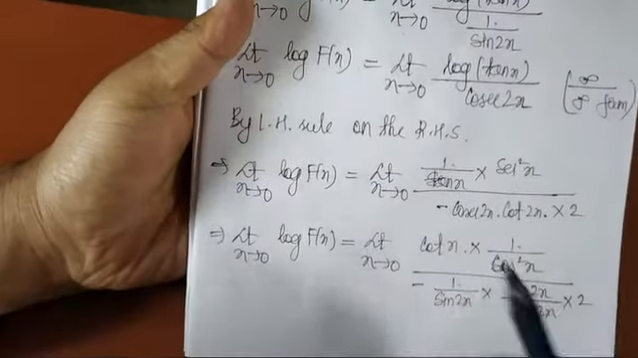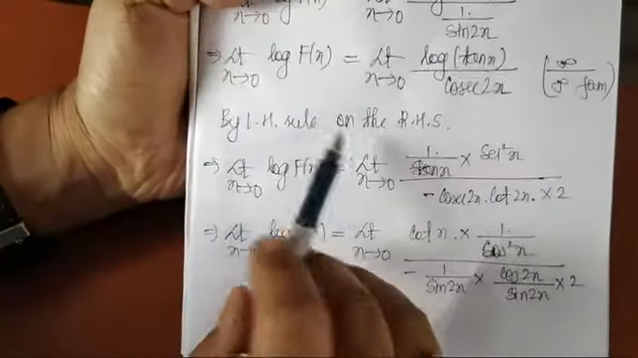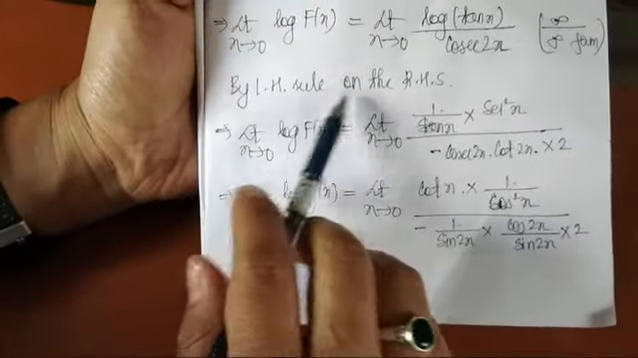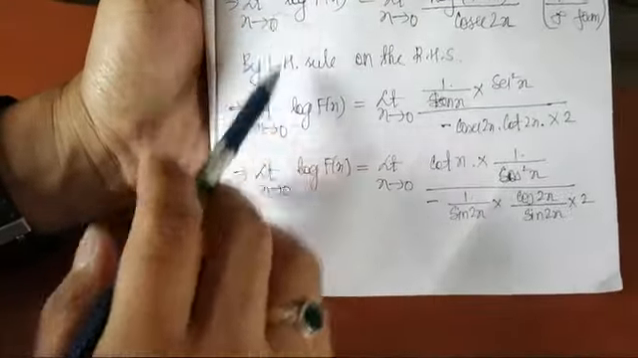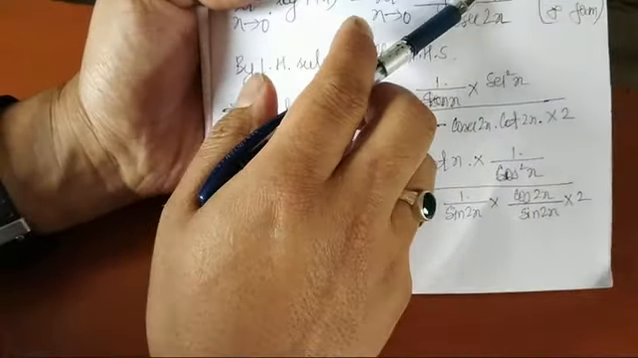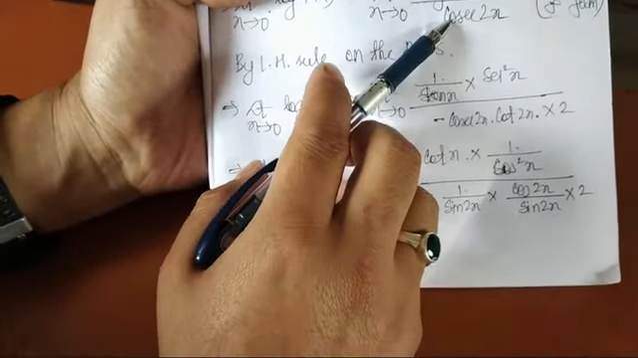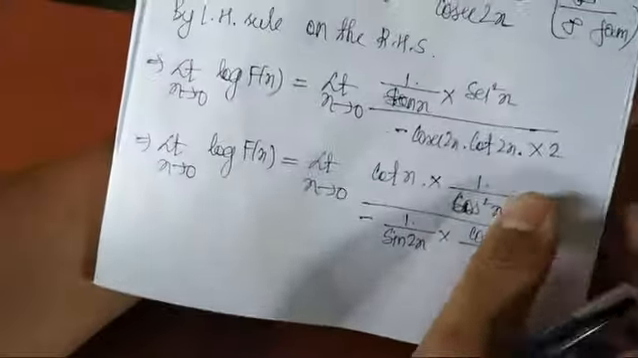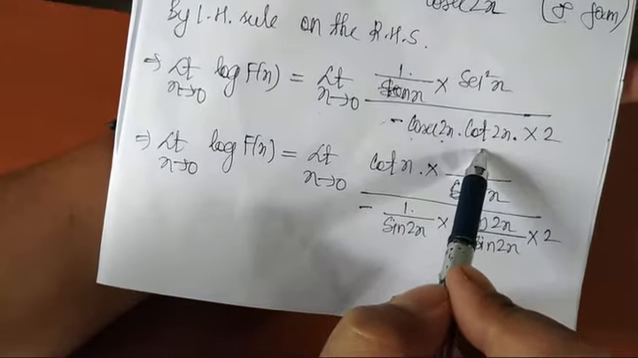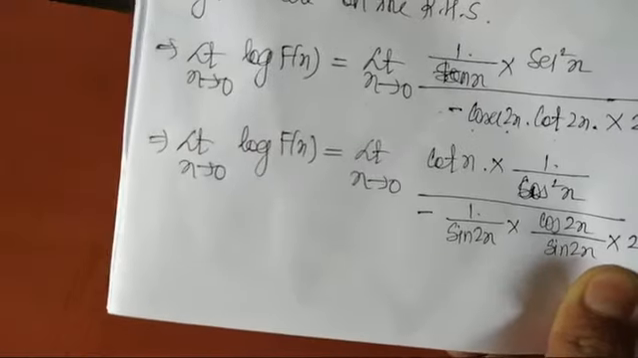Once we identify it is infinity by infinity form, we can use L'Hopital's rule on the right hand side. The left hand side remains as it is, but on the right hand side, limit x tending to 0, differentiate log tan x: 1 by tan x into sec square x. Differentiate cosec 2x: minus cosec 2x into cot 2x into 2. I hope you are clear with the differentiation part.